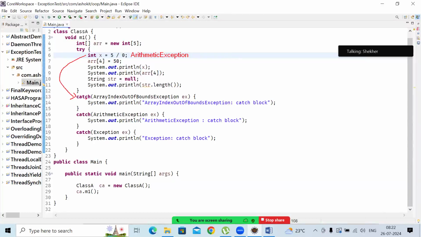Okay, very good. Tell me what's the type of exception here? What's the parameter of catch here? Array index out of bound. But what is the exception raised? Arithmetic exception. Both are not matching. Then the control jumps to the next catch block.